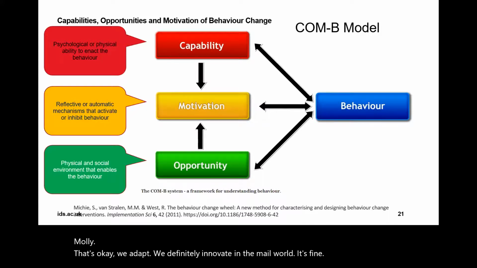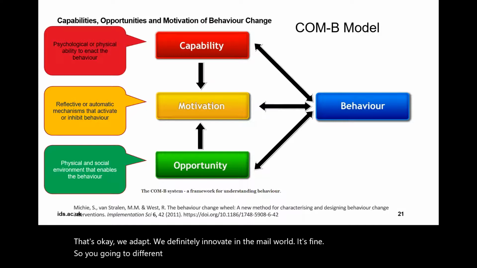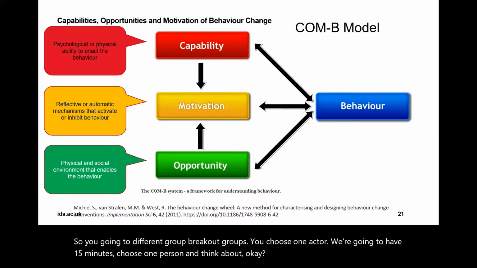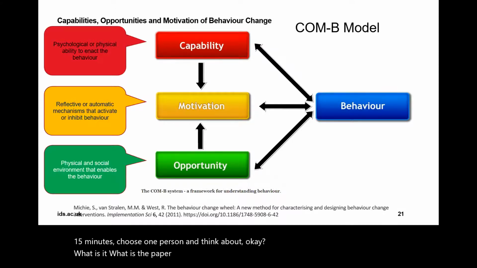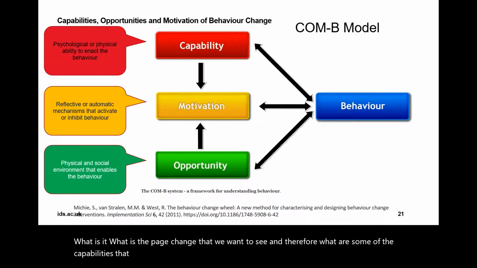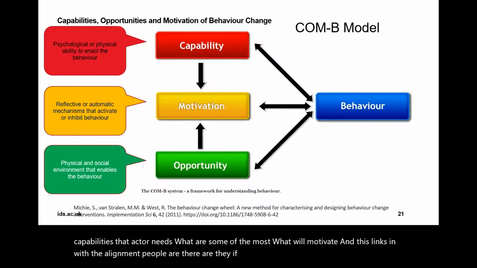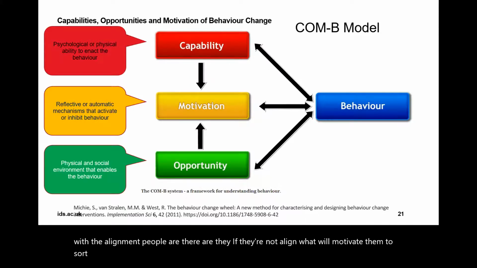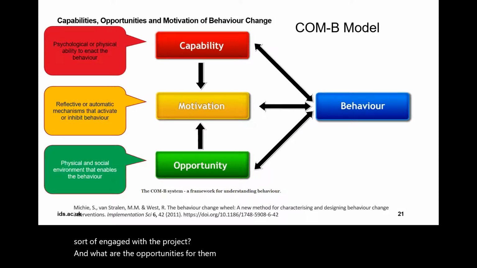So you're going to go into different breakout groups. You choose one actor. We're going to have 15 minutes. Choose one person and think about, okay, what is the behavior change that we want to see, and therefore what are some of the capabilities that actor needs? What will motivate them, and this links in with the alignment. If they're not aligned, what will motivate them to engage with the project, and what are the opportunities for them to behave differently?